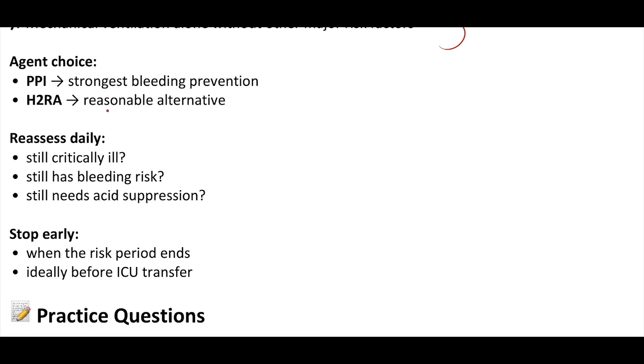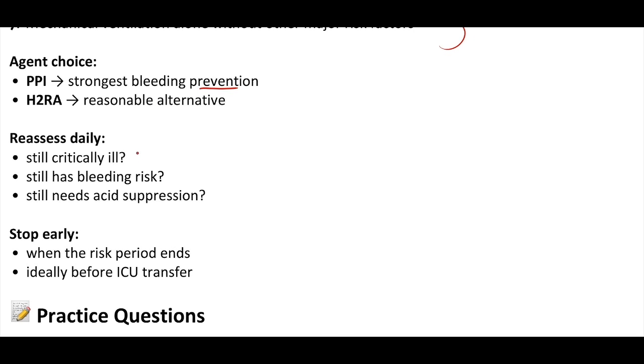Agent of choice is a PPI versus an H2 receptor antagonist. There's no mortality difference between the two. PPIs do not seem to meaningfully increase the risk of infection, but they do seem to provide the strongest bleeding prevention. So take that into account when you're choosing your agent.